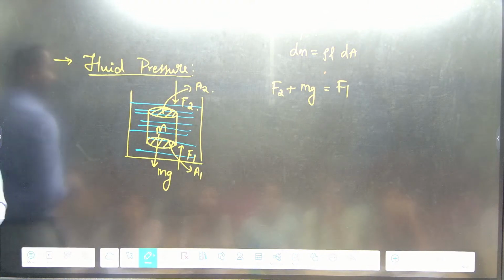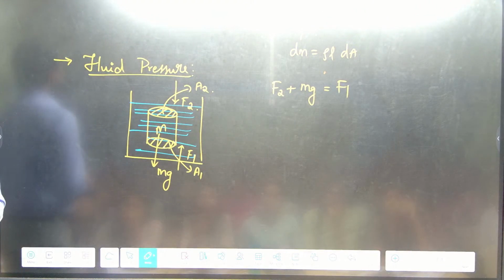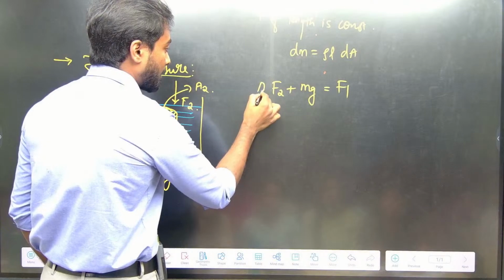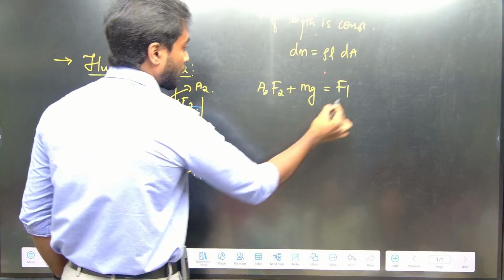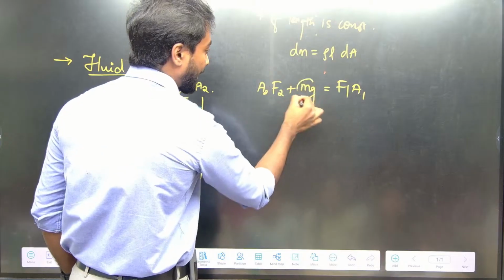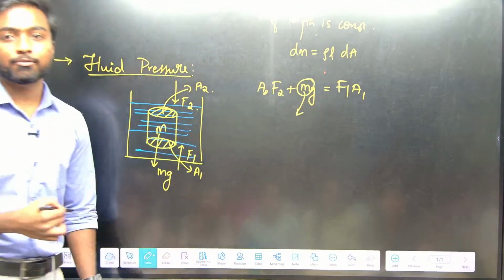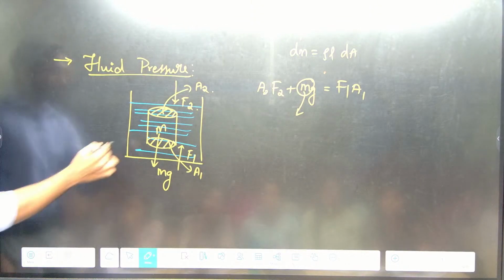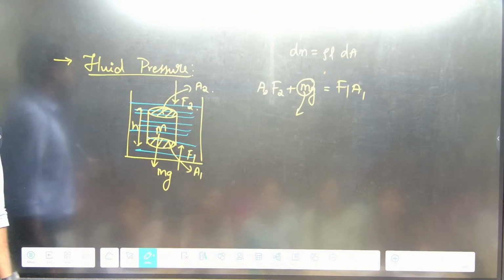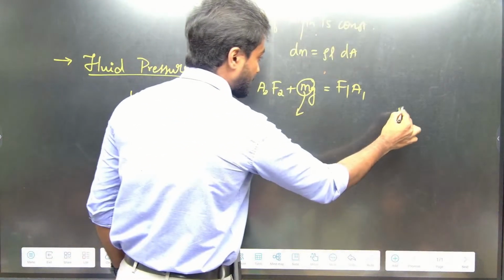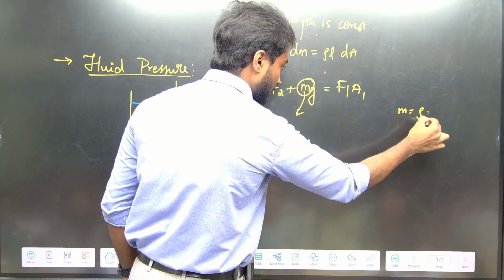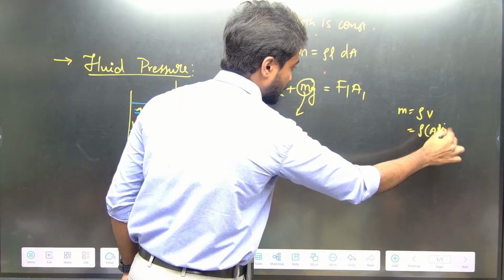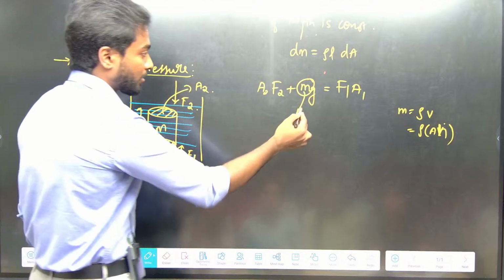Any doubt here? Anyone? And if I multiply with area A2, A1, can I write this in terms of density into volume? Yes, no? This has a length or height h. So mass is nothing but density into volume, so density into area into height h. Correct? Can I rewrite this one?